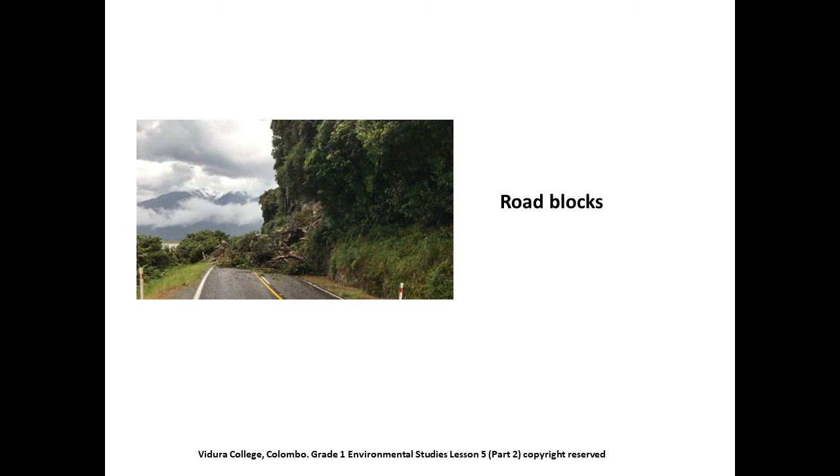Due to heavy rain and wind, roadblocks also can happen. Due to heavy wind, trees can be uprooted or branches of trees can fall onto the roads. Also, there can be landslips. Because of both incidents, there can be roadblocks. So this is also a big damage that can happen due to heavy rain and wind.